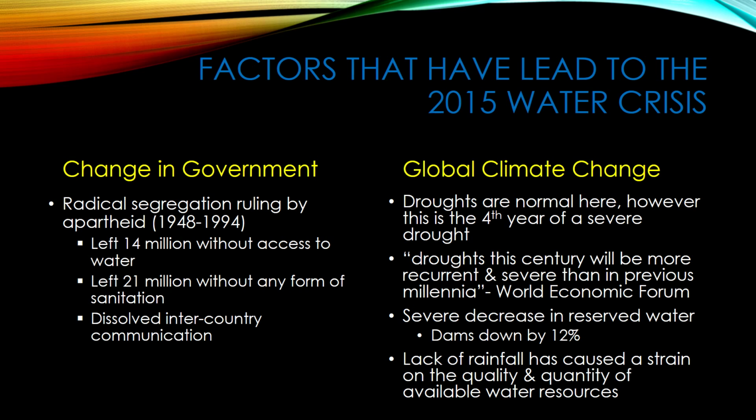A lot of issues came about with this apartheid ruling. Nelson Mandela, you've heard of him, hopefully. He was part of the revolution that helped end apartheid in South Africa. When apartheid did end, there were some consequences. One major one is the fact that 14 million people were left without access to clean or any water supply. 21 million people, which was half the population at the time, were left without access to sanitation.